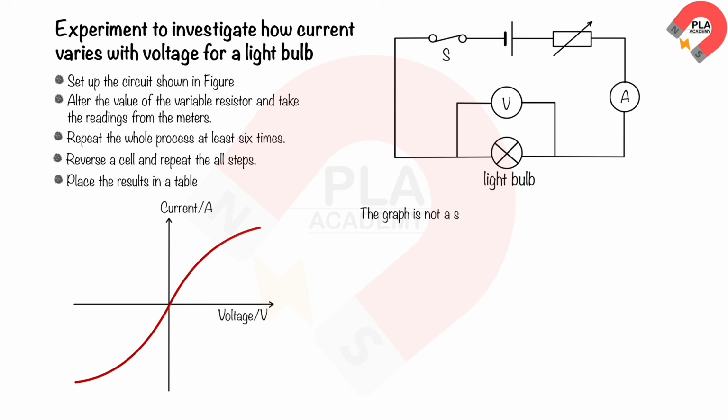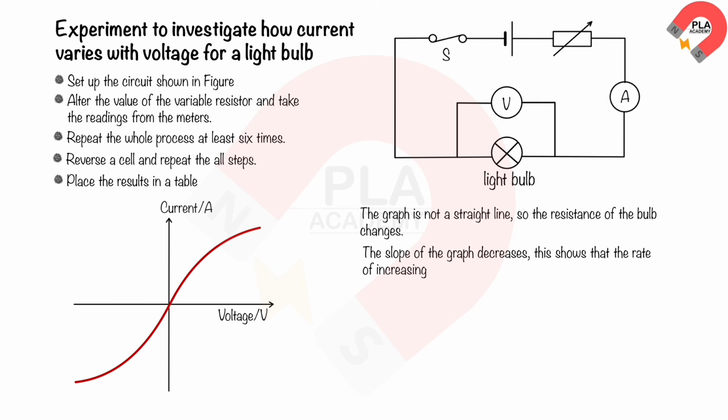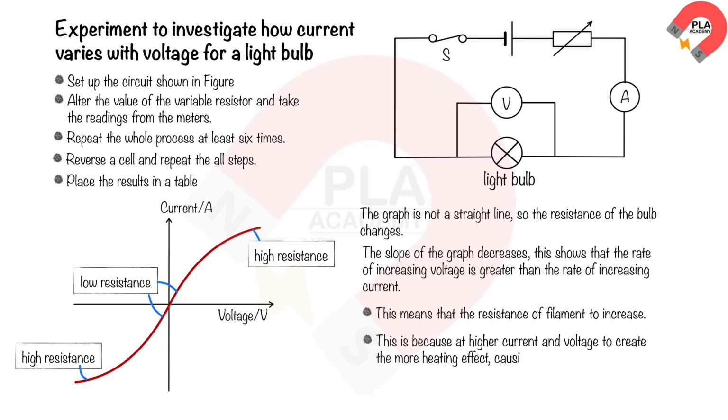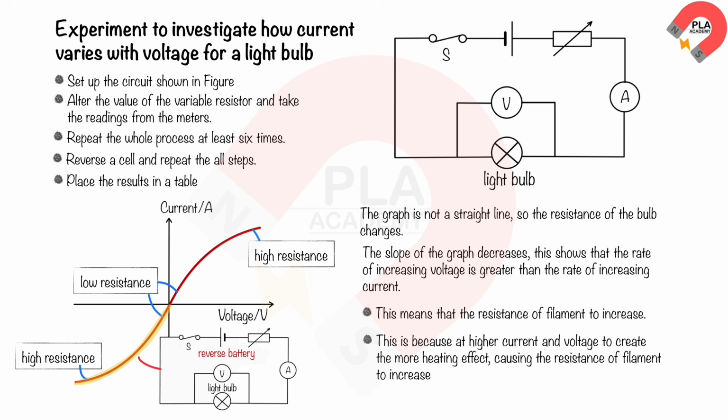The graph is not a straight line. This shows that the resistance of the bulb changes. The slope of the graph decreases. This shows that the rate of increasing voltage is greater than the rate of increasing current. This means that the resistance of the filament increases. This is because at higher current and voltage there is more heating effect, causing the resistance of the filament to increase. This side of the graph comes from the results that we reverse the battery.